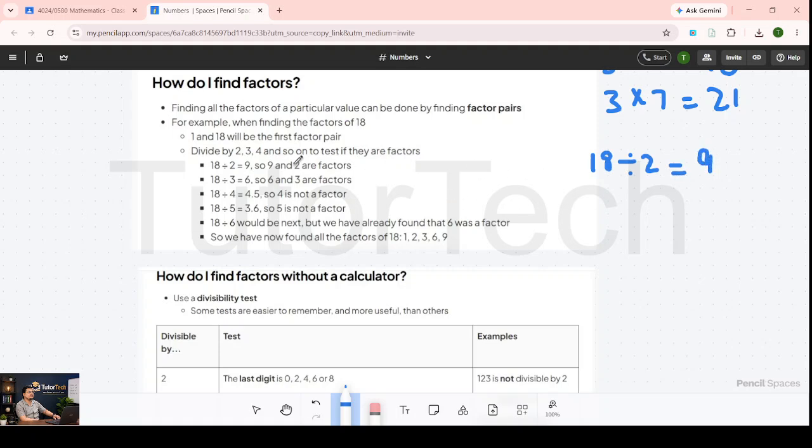So it means that 9 and 2 are the factors of 18. If we do 18 divided by 3, we can find out 6. So it means 3 and 6 are also factors of 18.